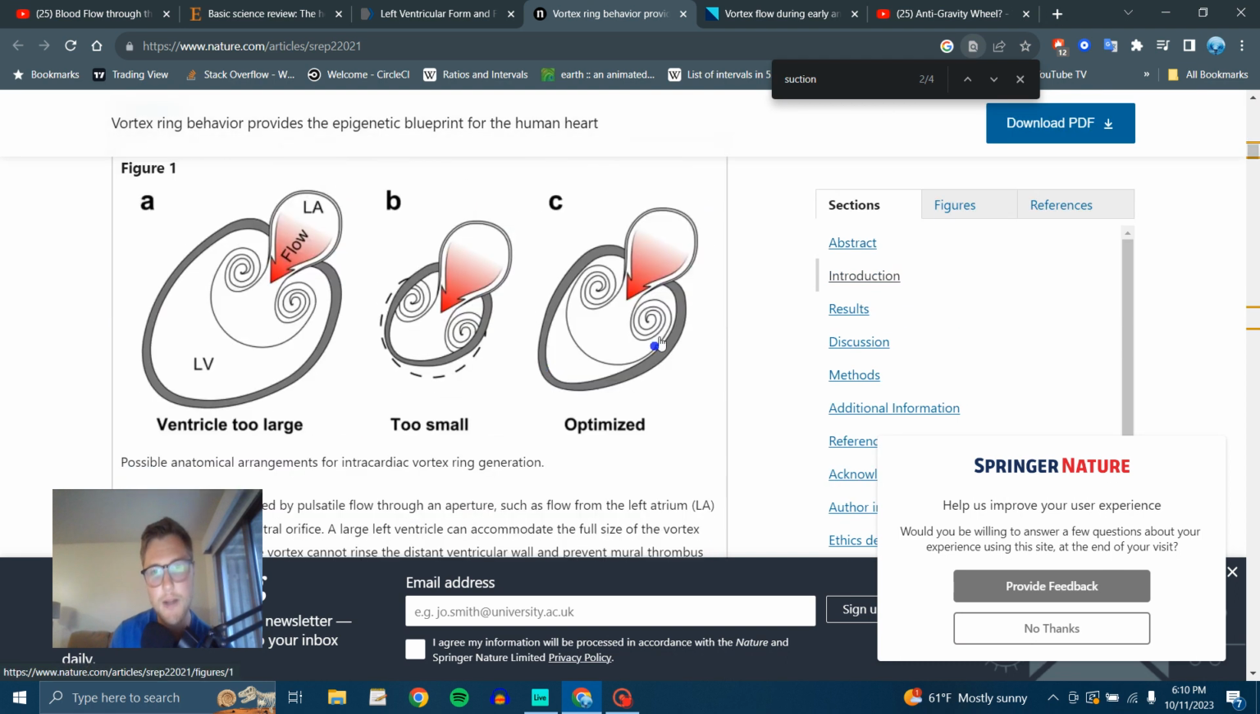And the Goldilocks or optimized size ratio of the ventricle of the heart is optimal for creating a perfect vortex ring. So the blood flows in this path, in this spiral.